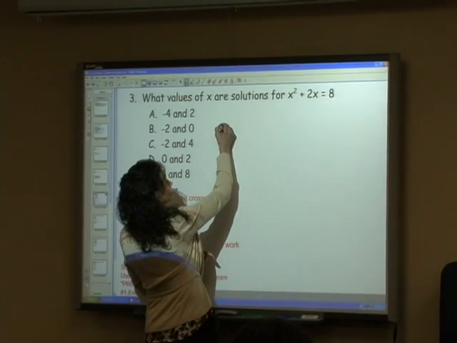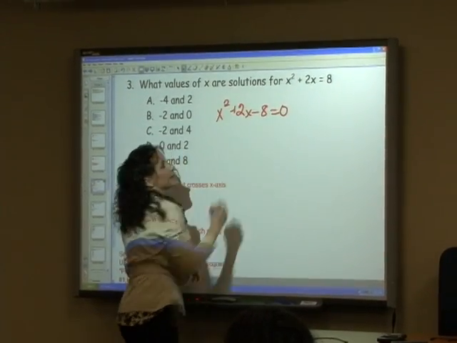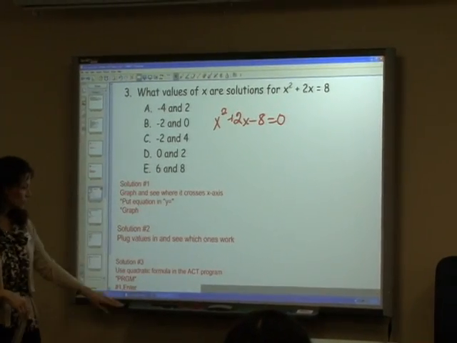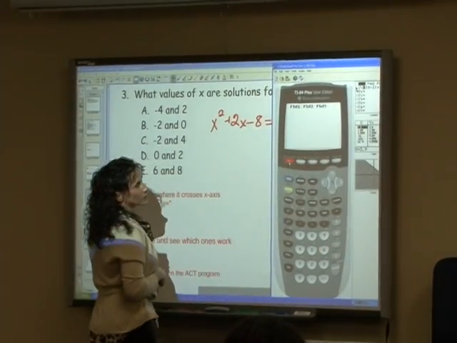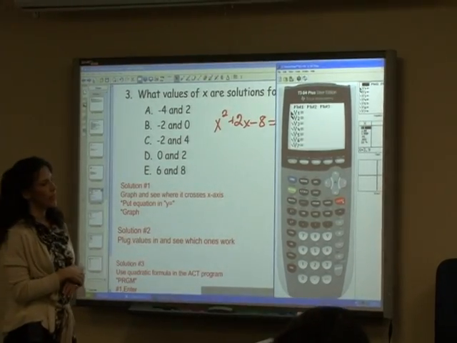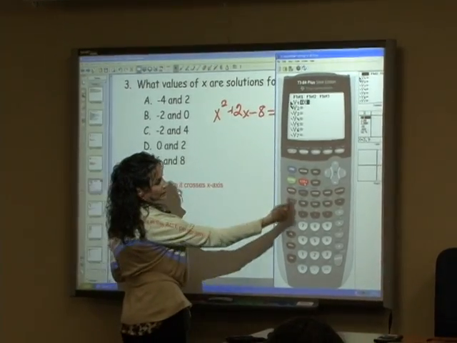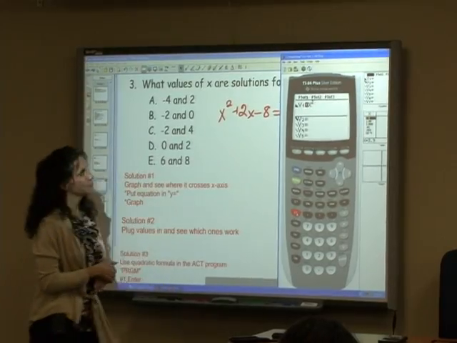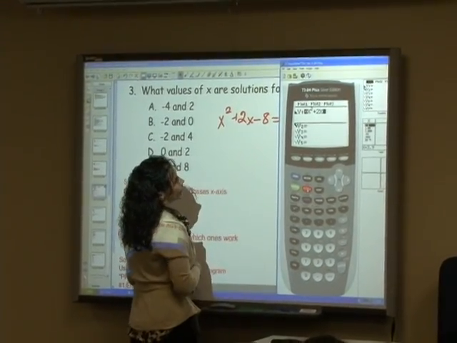Subtract my 8. So really, that is what I'm going to be graphing. All right, so let's put that in our y equals, see where it crosses. So I'm going to hit y equals. I'm going to hit clear. X squared, so I'm going to hit my X button. Your squared button is over here on the left, right above your log key. Plus 2x minus 8.